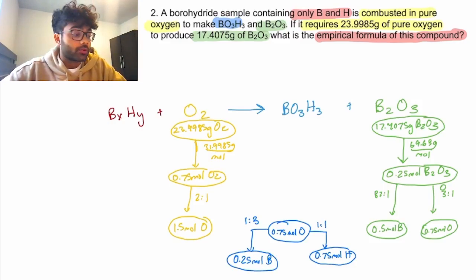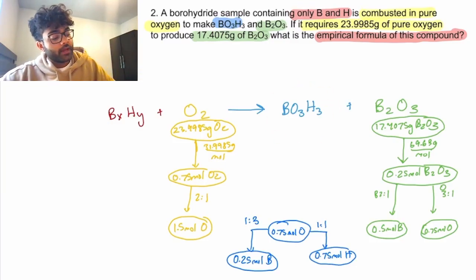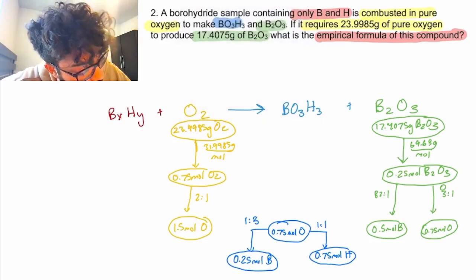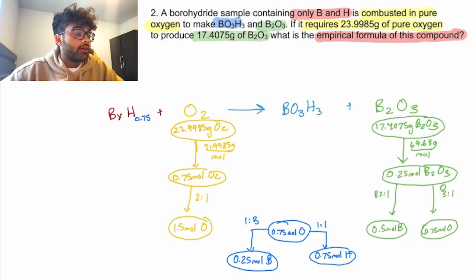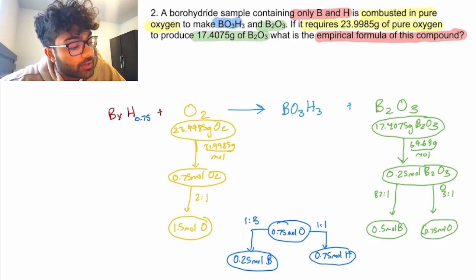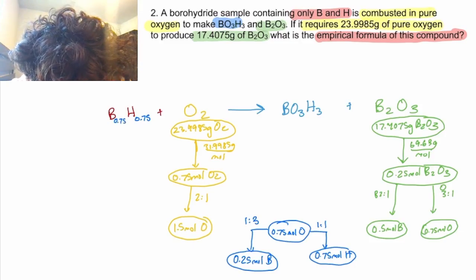Now we can work on our molar ratios. The only hydrogen-containing compound is BO3H3, and it has 0.75 moles of hydrogen. So all of that hydrogen must come from BXHY. We can erase our Y and put a 0.75 for now. Now our boron comes from two sources: we have 0.25 moles of boron from BO3H3 and 0.5 moles of boron from B2O3, so we have a total of 0.75 moles of boron. So let's put another 0.75 right there.